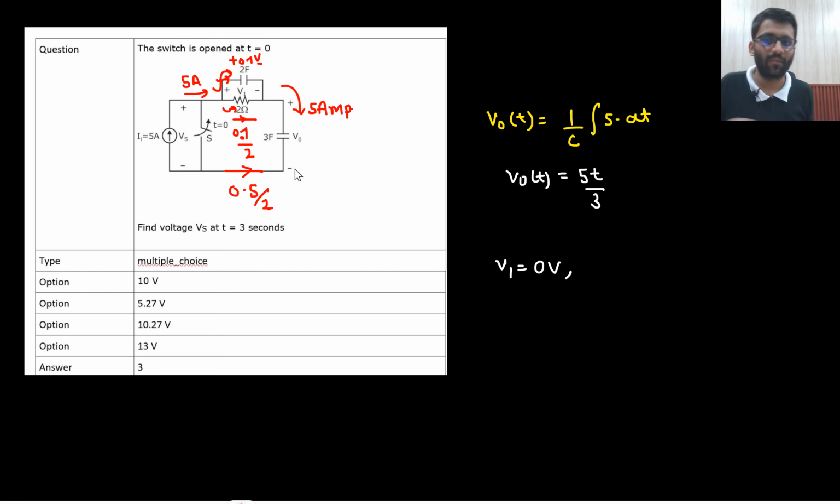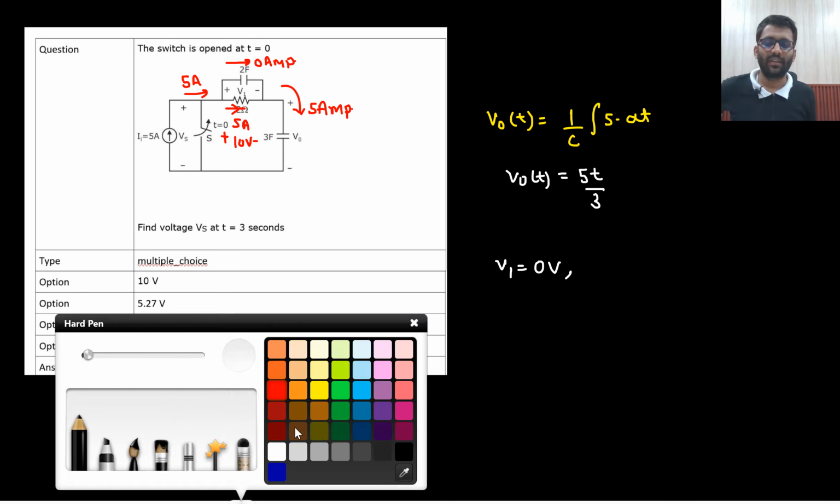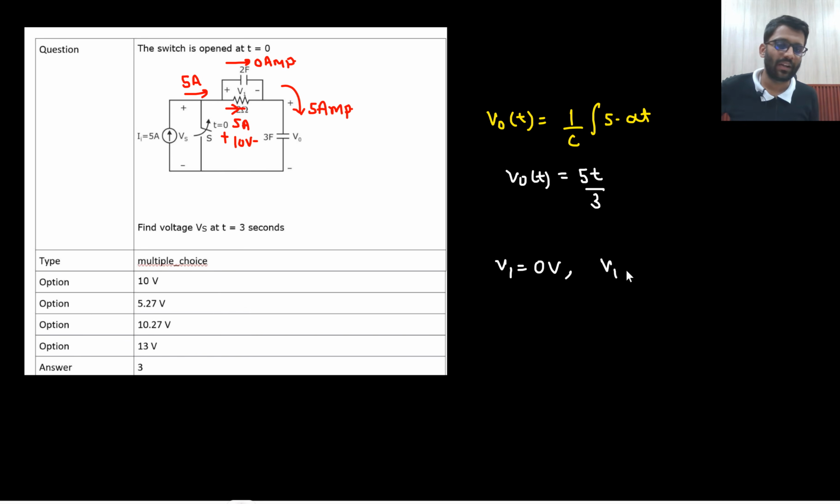So in that manner it will keep on increasing. But at one time what will happen? The complete 5 ampere current will be flowing through the resistor. And when the complete 5 ampere current is flowing through the resistor, at that time there will be 0 ampere current through the capacitor. If there is 0 ampere current through the capacitor, that means this is the steady state. So 5 ampere current is flowing here, that means this voltage drop is 10 volts. So at steady state the voltage will be 10 volt.